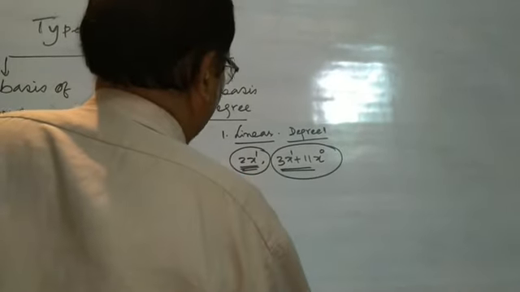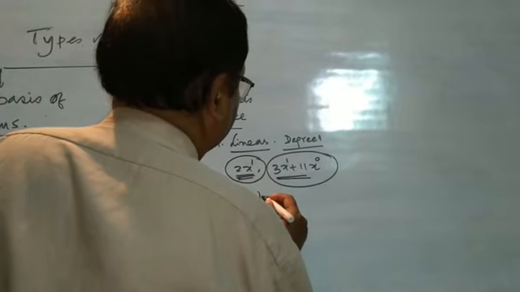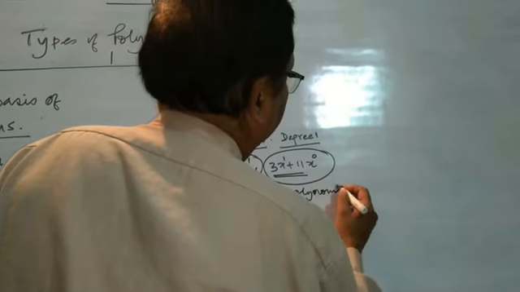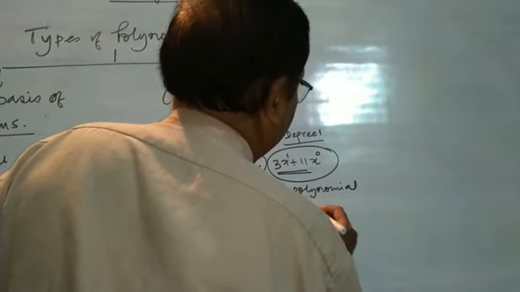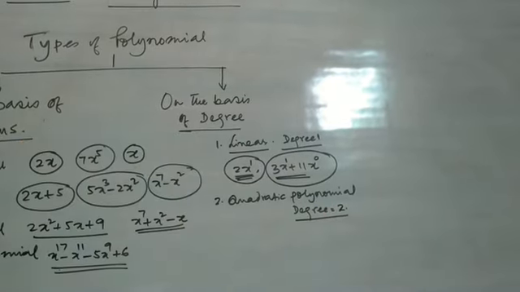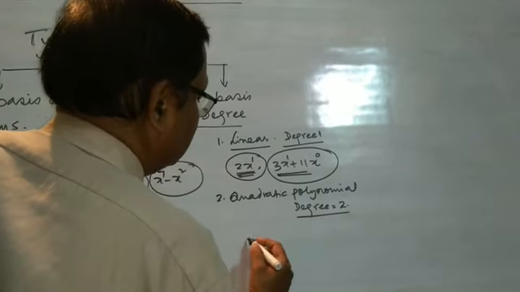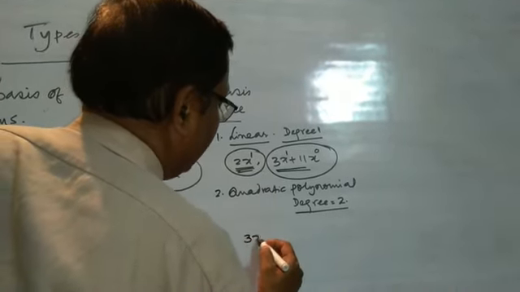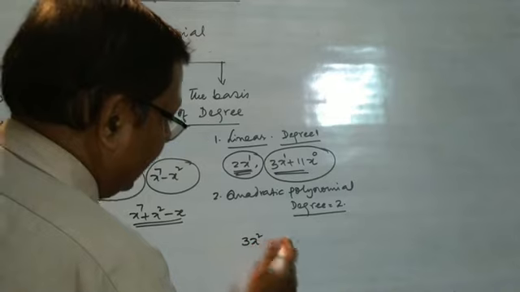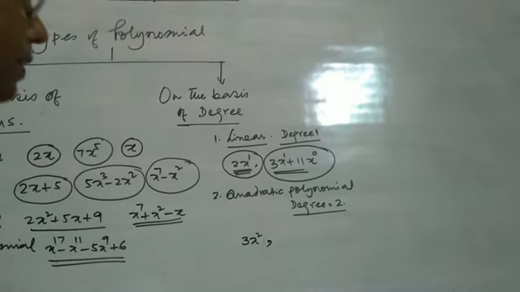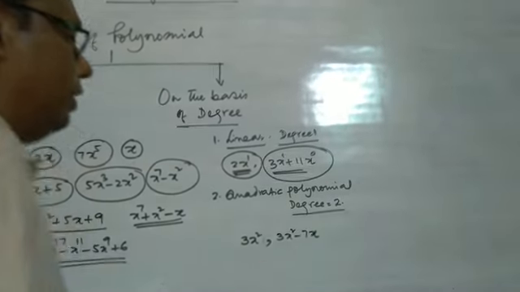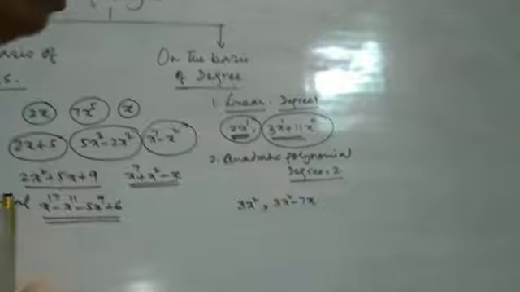Now the second one is the quadratic polynomial. Degree 2. It will have degree 2. That is, any second degree polynomial will be termed as a quadratic polynomial. Let me give you the examples. The examples are 3x square. Enough. 3x square is an example of the quadratic polynomial. We can write 3x square minus 7x. This is also a quadratic polynomial because the highest power happens to be 2.